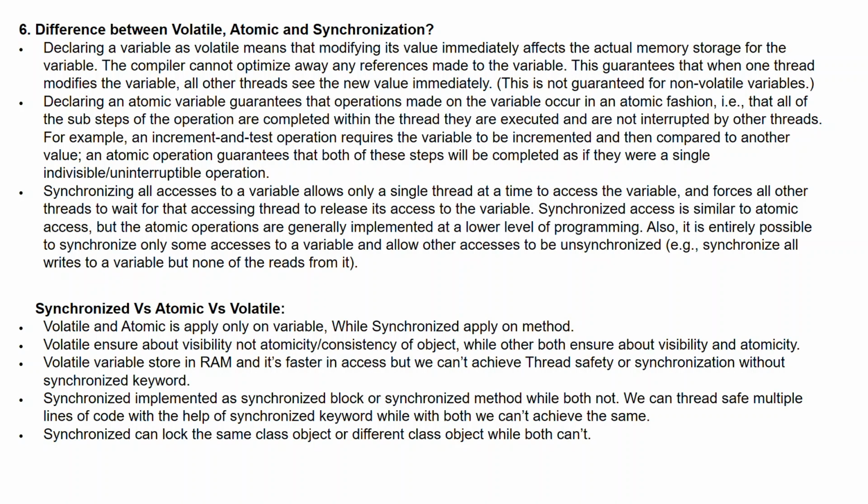Synchronized versus atomic versus volatile. Volatile and atomic apply only on variables, while synchronized applies on methods. Volatile ensures visibility, not atomicity or consistency of objects, while the other two ensure both visibility and atomicity. Volatile variables are stored in RAM and are faster to access, but we can't achieve thread safety or synchronization without the synchronized keyword.